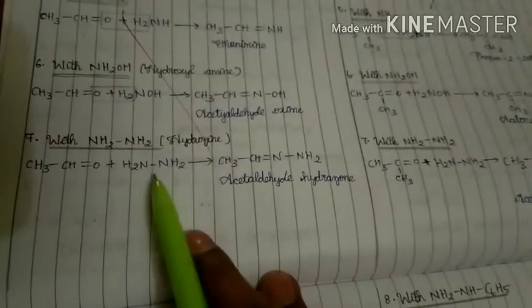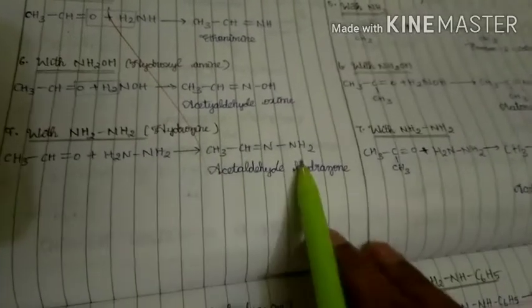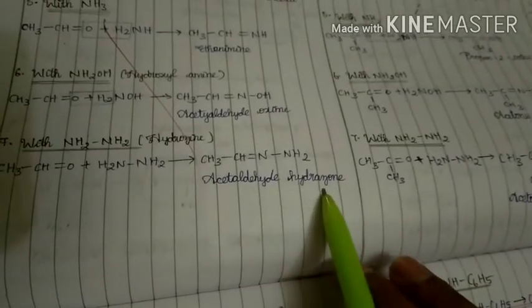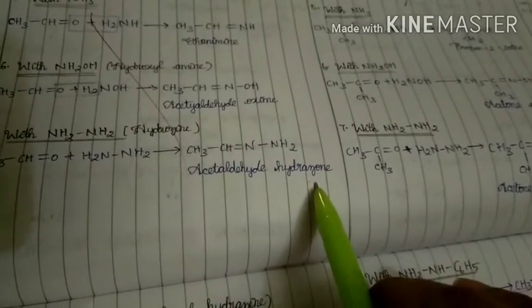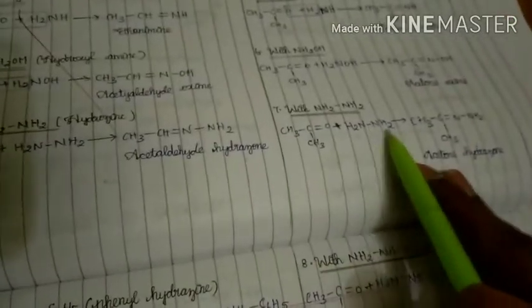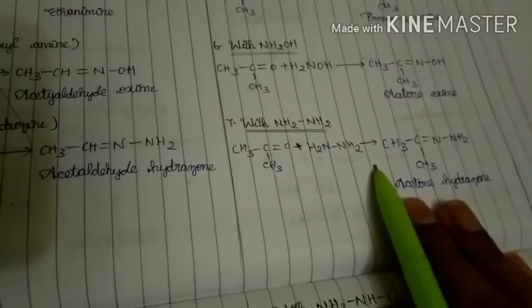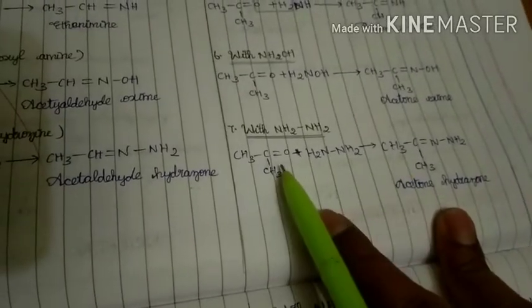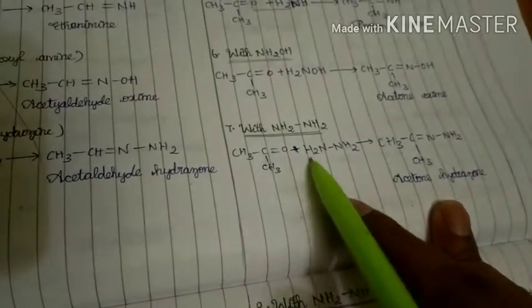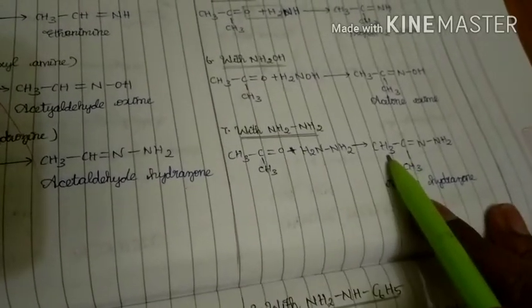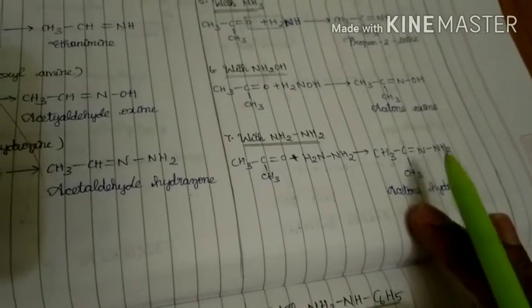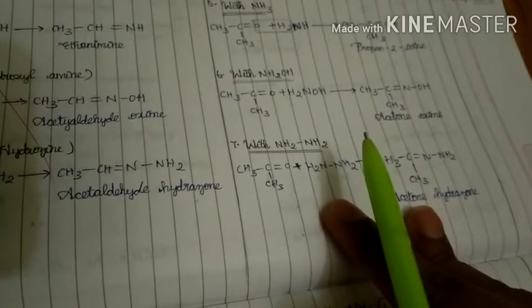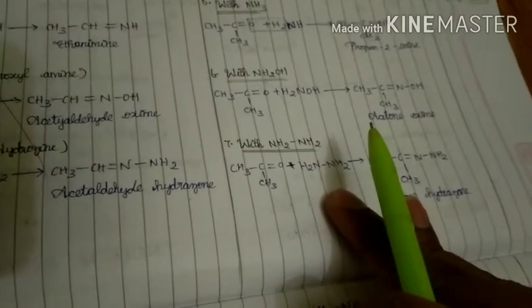CH3CH. This double bond forms with which one? Double bond N, single bond NH2. This is what? Acetaldehyde hydrazone. Product name is hydrazone. Here also same. Acetone hydrazone will be formed. See, when acetone reacts with this one, this O and H2 will be removed. That means H2O is byproduct. This will be formed. Its name is what? Acetone hydrazone. All these are very simple reactions. All these reactions are called what? Condensation reaction. Condensation means addition and elimination.